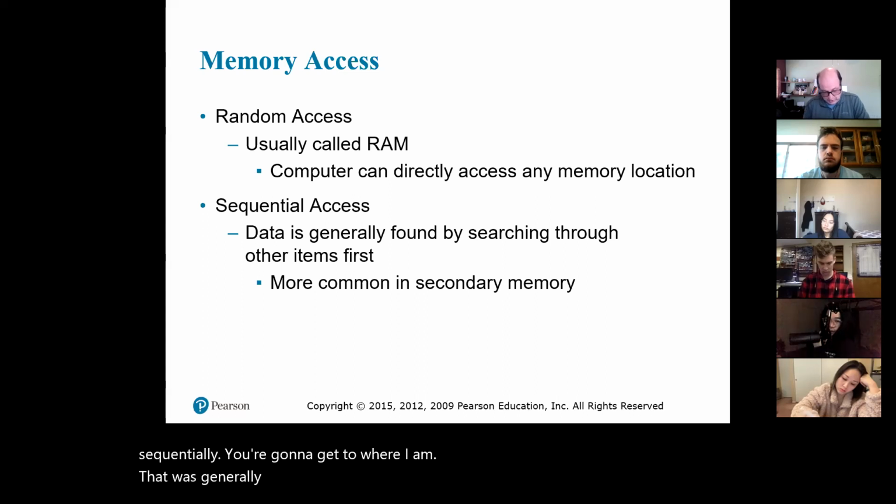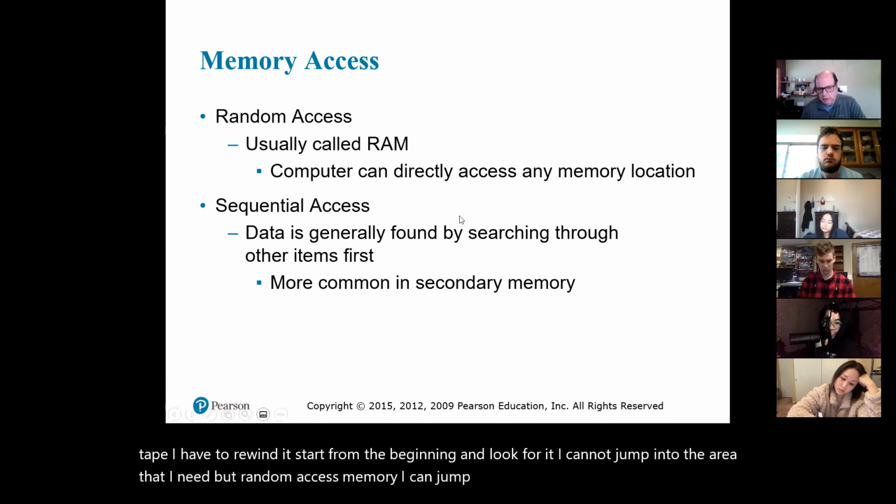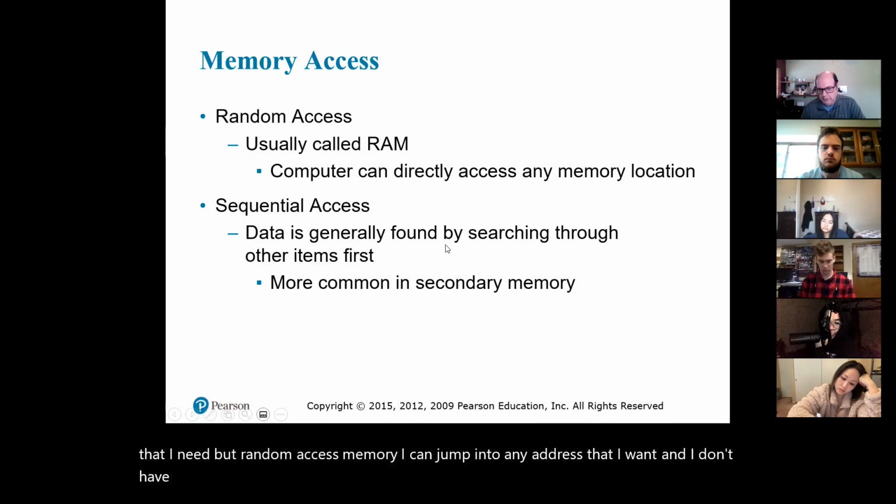It is still used for storage. So if I want to find something in a tape, I have to rewind it, start from the beginning and look for it. I cannot jump into the area that I need. But random access memory, I can jump into any address that I want, and I don't have to start from the beginning.